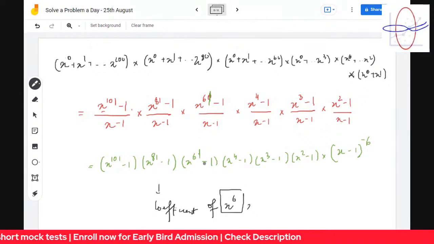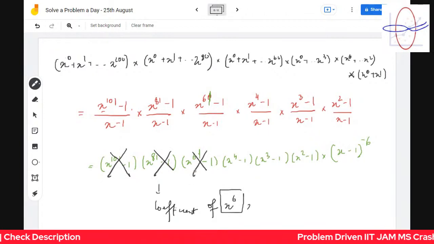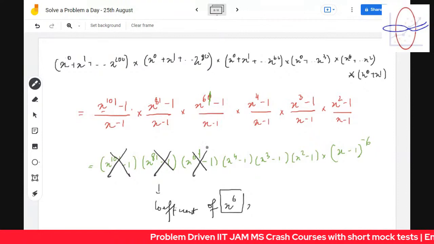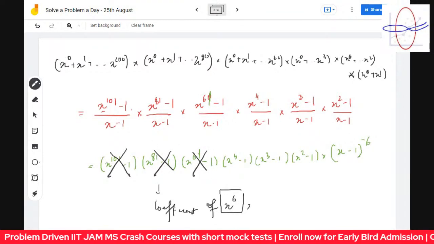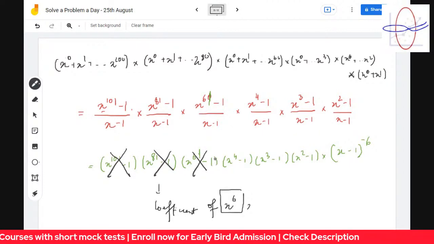And let's see that when you multiply, this term has no effect on the coefficient of x to the power 6, because its coefficient is more than x to the power 6. So this term has no effect on the coefficient of x to the power 6. So let's delete this part. Okay, so this has no effect on this. So let's delete this part.